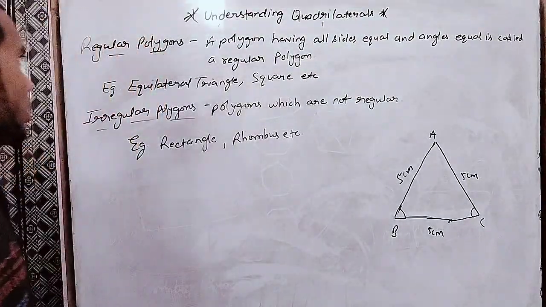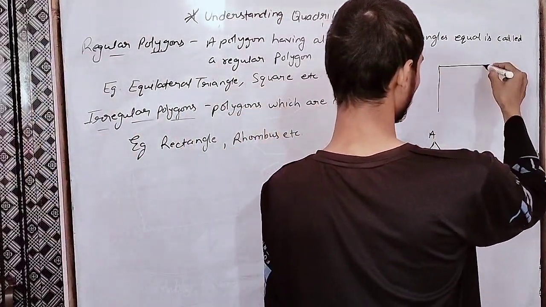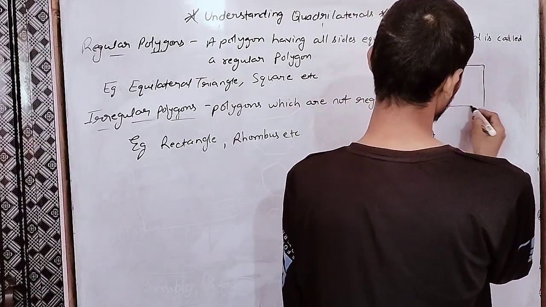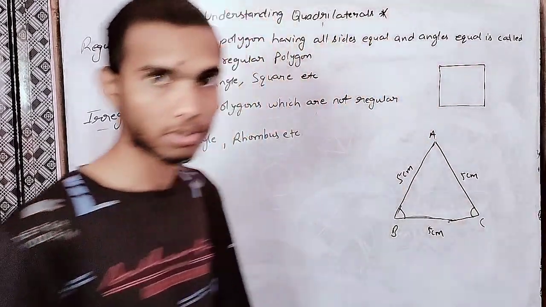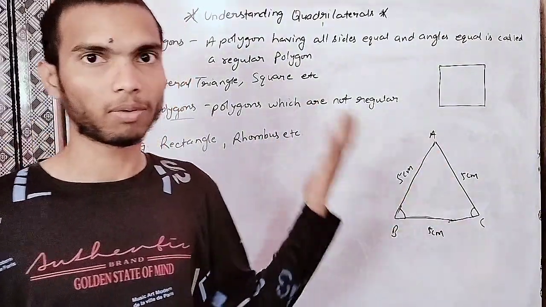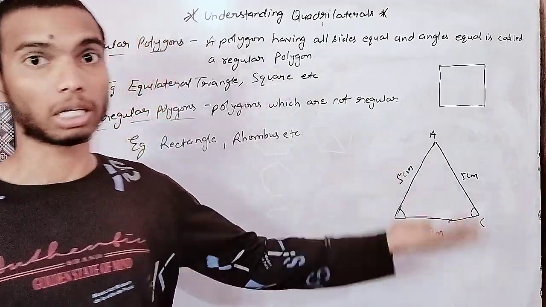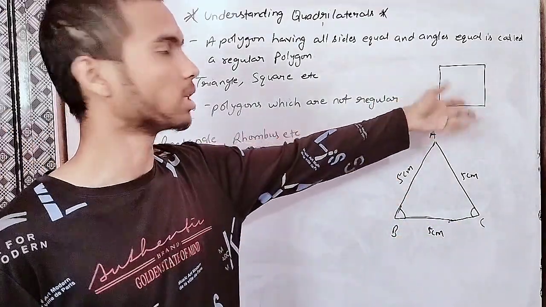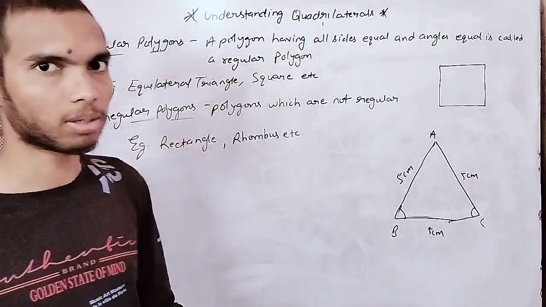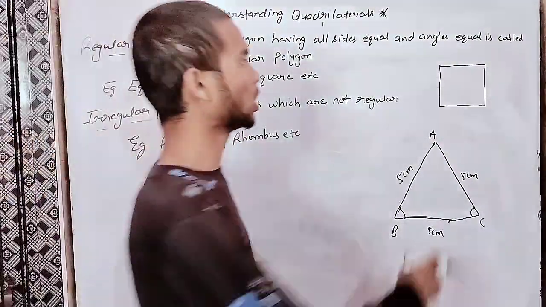Okay, now a square. If you want to understand about a square, most of us are familiar with the diagram of a square. A square has equal sides. A square has four sides which are equal, of course. So this is an example of a regular polygon. Regular polygon.